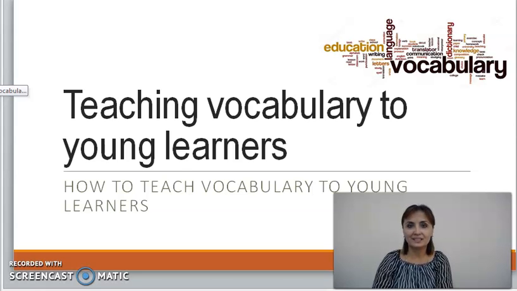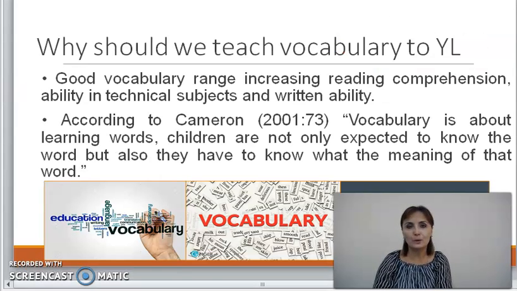Dear students, today at our lesson, we will speak about teaching vocabulary to young learners. So, how to teach vocabulary to young learners? Now we will speak about this one. Here we go. Why should we teach vocabulary to young learners? First of all, let's discuss this one.